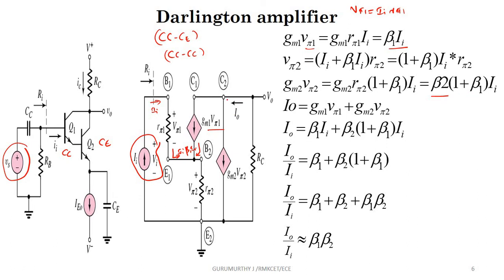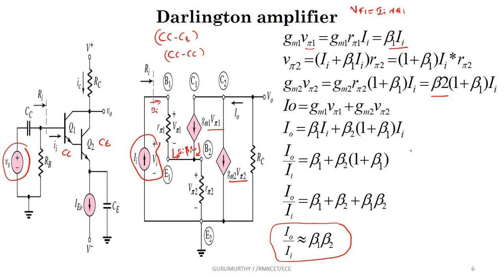So when I apply KCL at the output collector node, I0 is equal to Gm V pi 1 plus Gm V pi 2. These two currents add together, and at last when I find the current gain, I naught by Ii is beta 1 into beta 2.